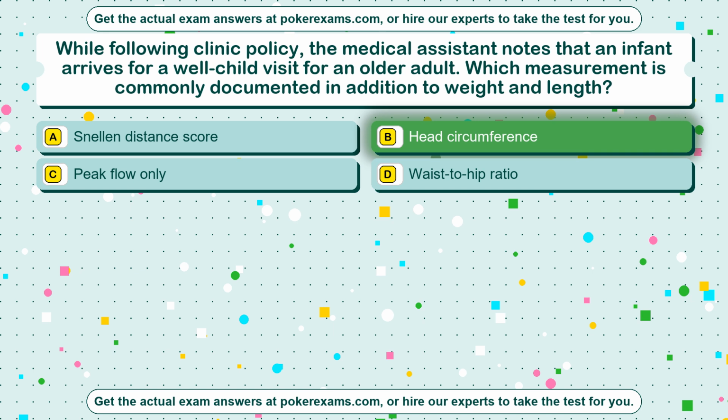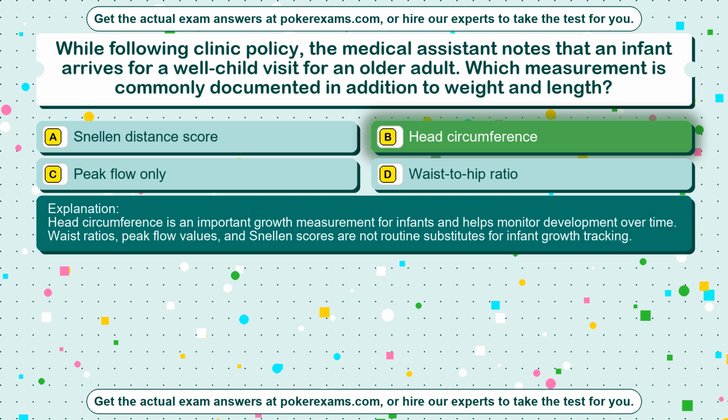The correct answer is option B. Head circumference. Head circumference is an important growth measurement for infants and helps monitor development over time. Waist ratios, peak flow values, and Snellen scores are not routine substitutes for infant growth tracking.